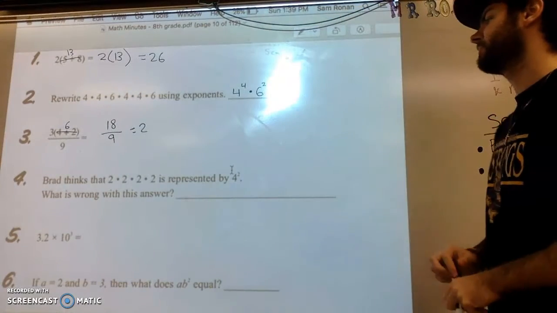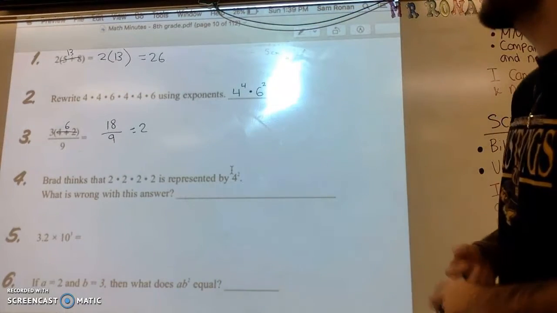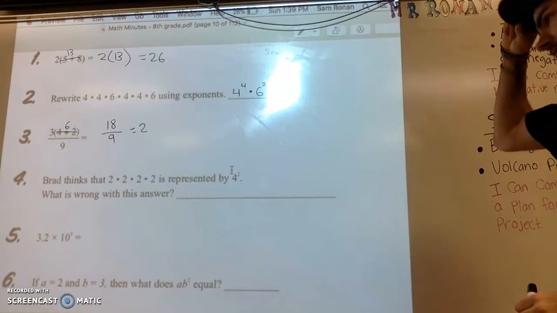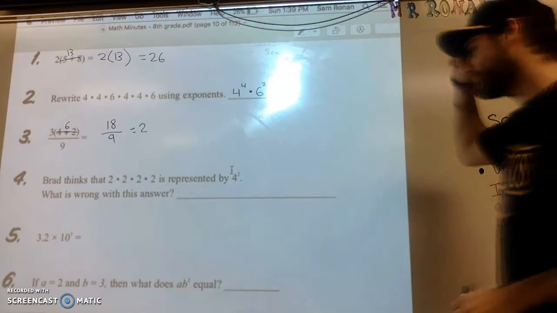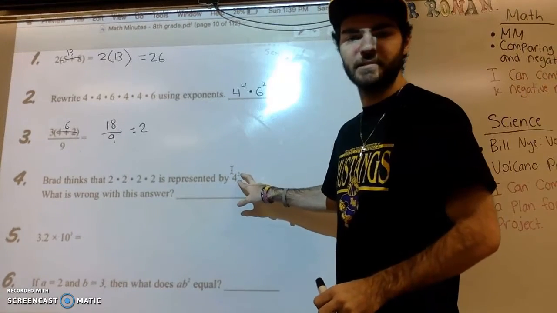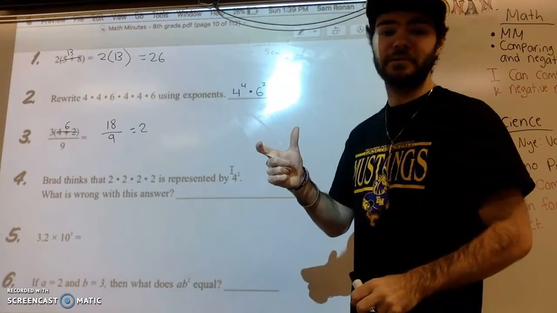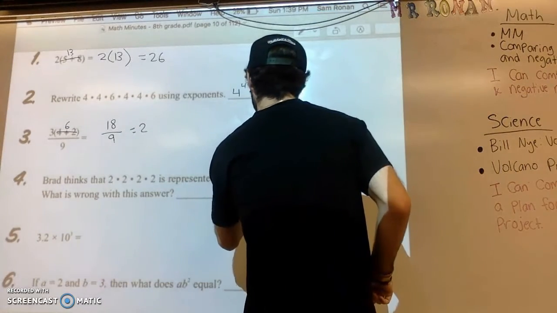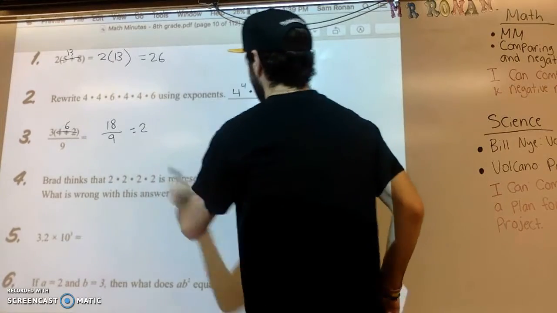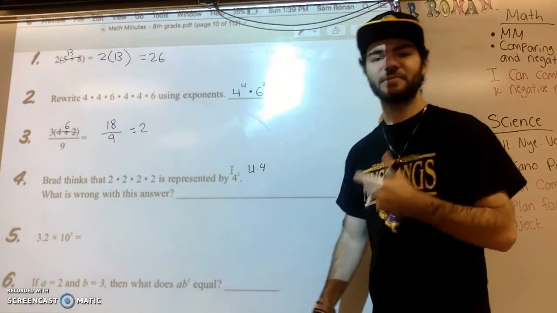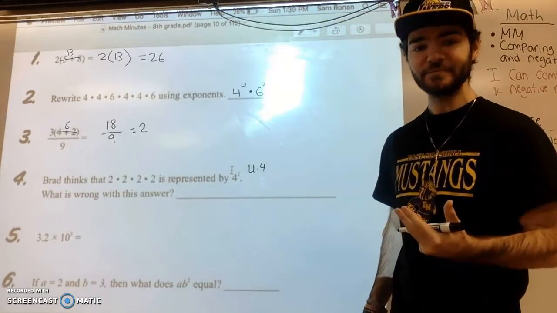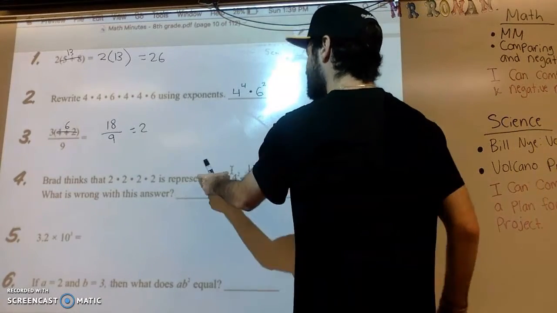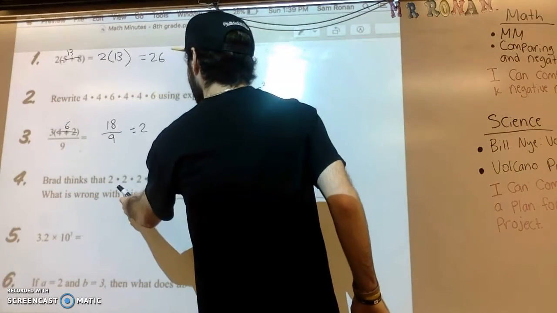Number 4. Brad thinks that 2 times 2 times 2 times 2 is represented by 4 squared. What is wrong with his answer? So he has the right numbers, but he has them in the wrong order. Okay? 4 squared would be 4 times 4. That's not what we have here. Over here we have 2 times 2 times 2 times 2. Okay? So he just has the numbers flipped. So it's represented in the wrong way.